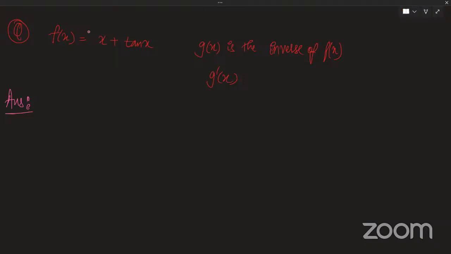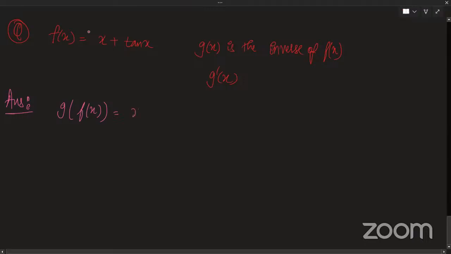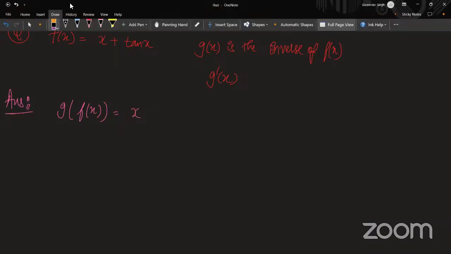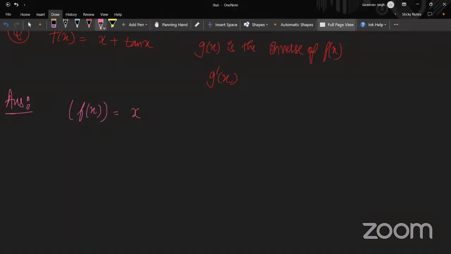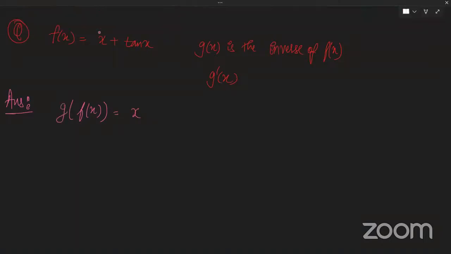So we know that g of f of x. Tell me, what is the value of g of f of x? What is the inverse of a function? If I input a function inside its inverse, what will be my value? It is equal to x, right? f inverse of f of x: what is the value of f inverse of f of x? Is it x? So in place of f inverse, I can write g. Great. So now I differentiate both sides.